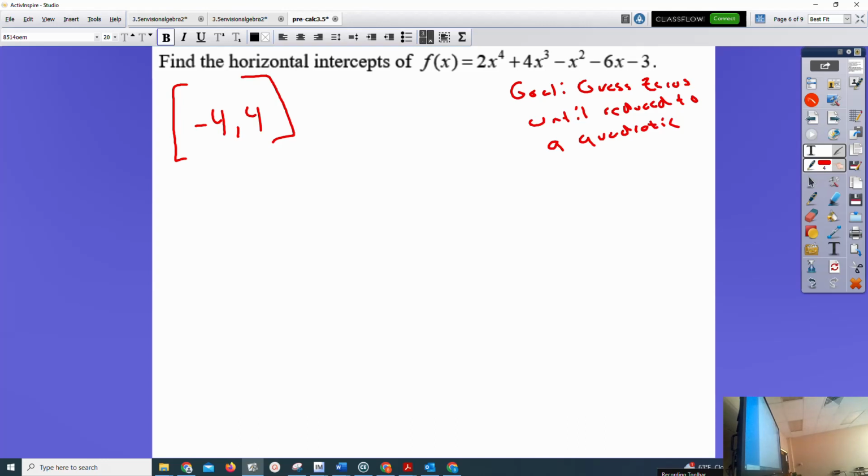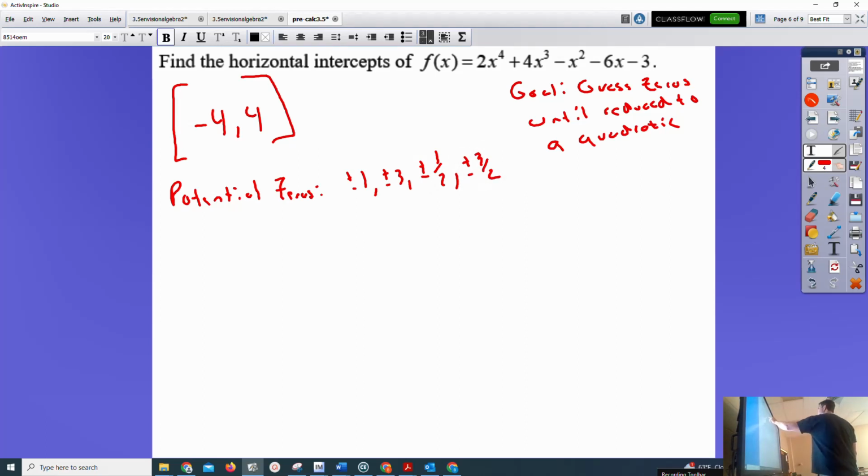Now, if we write out our list, your potential zeros are plus or minus 1, plus or minus 3, plus or minus a half, and plus or minus 3/2. So this little boundary didn't do us any good on this. That happens a lot. That's why I never taught it, at least in Algebra 2. So this boundary is useless here, because your choices are all between negative 3 and 3.